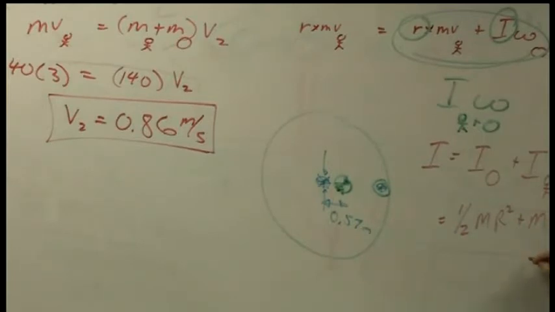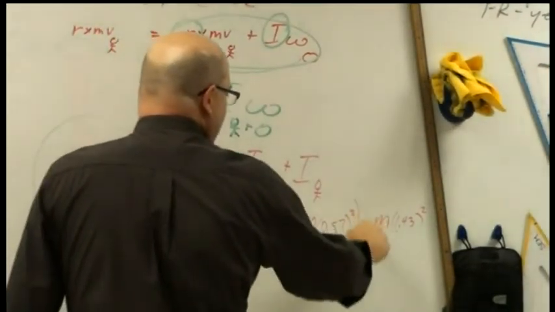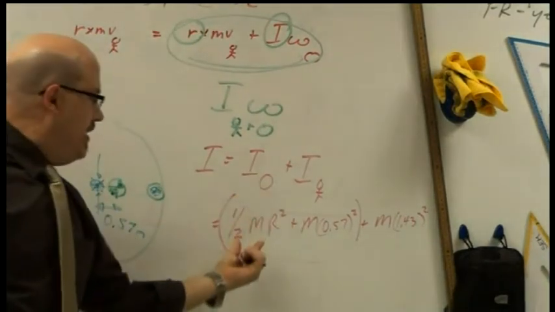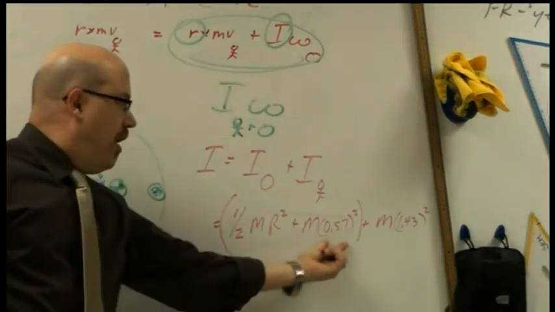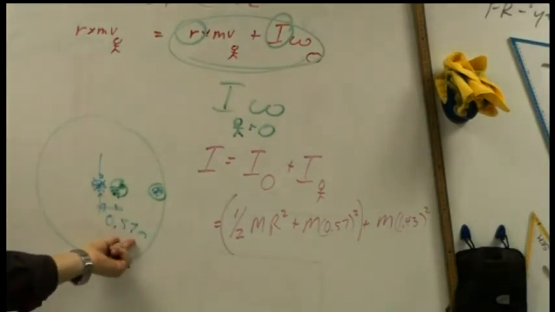Plus the boy. The boy is now mr squared. What's the radius for the boy? 2 minus 0.57, which is 1.43, right? This is the parallel axis theorem: the original plus how far we moved it. Remember the parallel axis theorem?